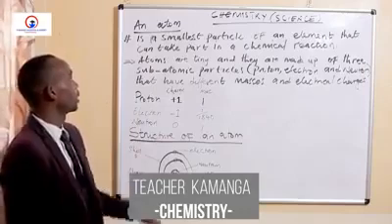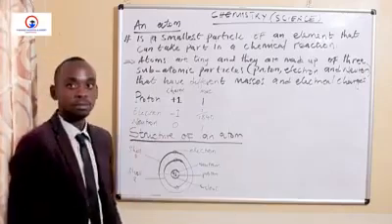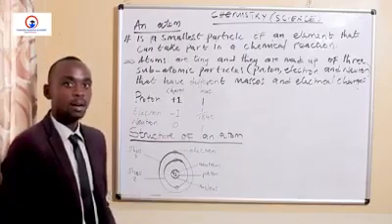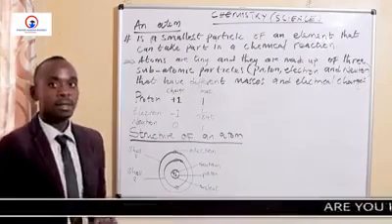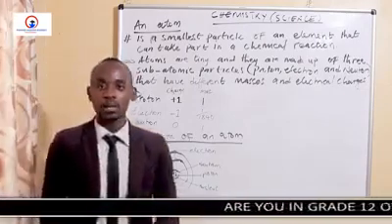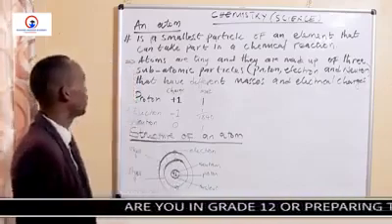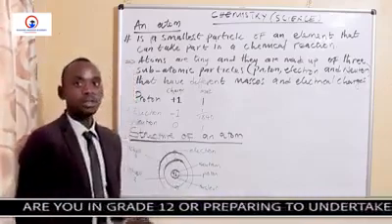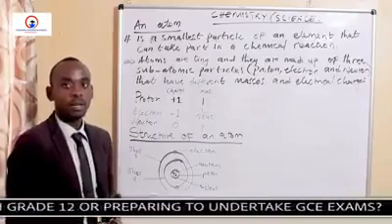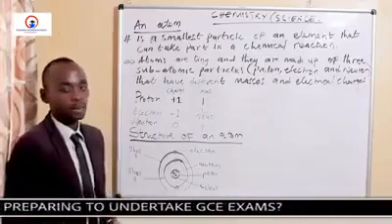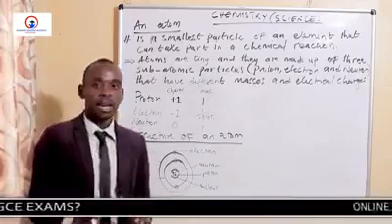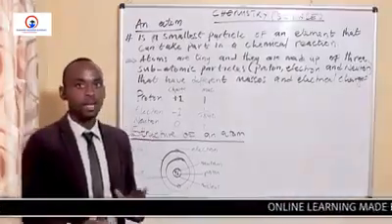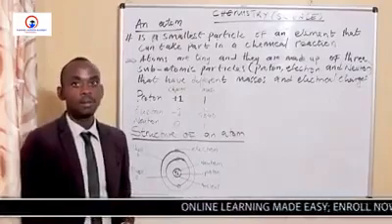Today we'll be looking at an atom. We want to understand how the atom is made up and also the detailed structure of the atom. By definition, an atom is the smallest particle of an element that can take part in a chemical reaction. An atom is very tiny and it is made up of 3 subatomic particles.